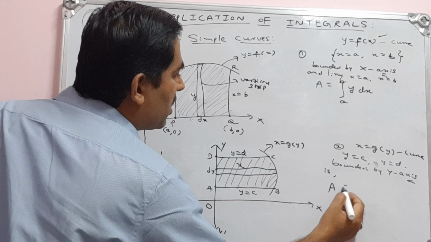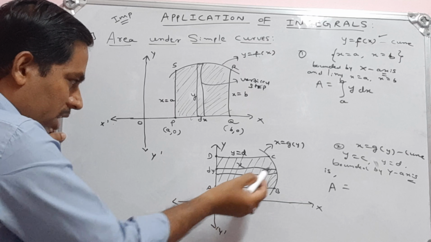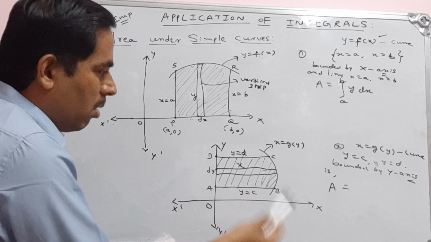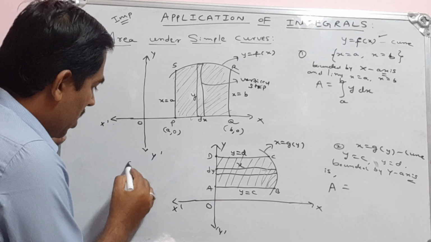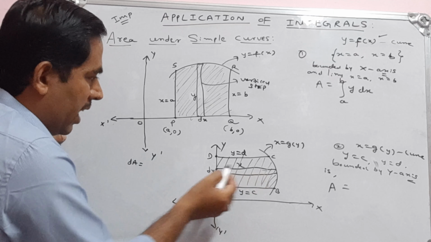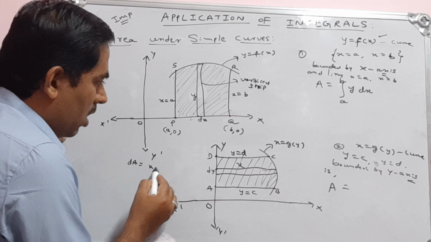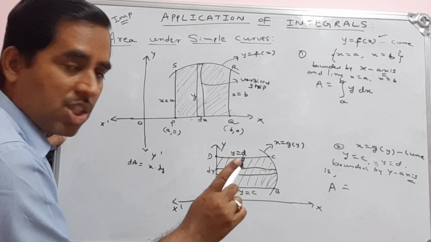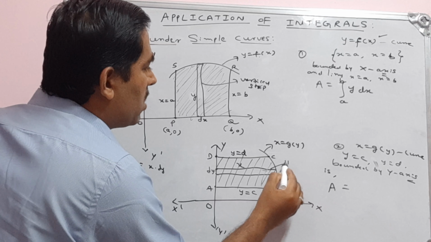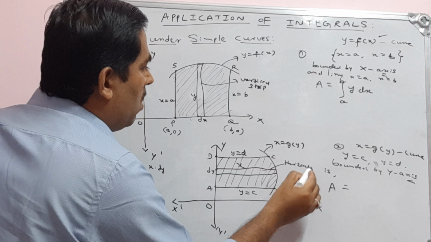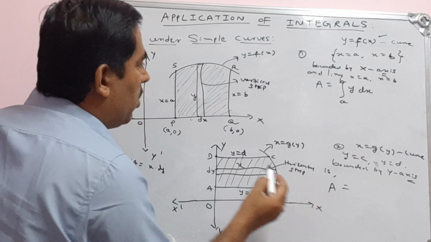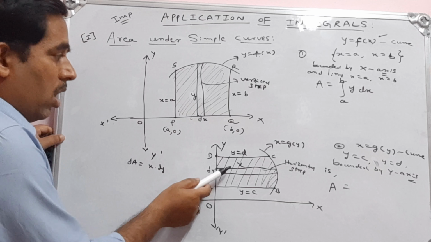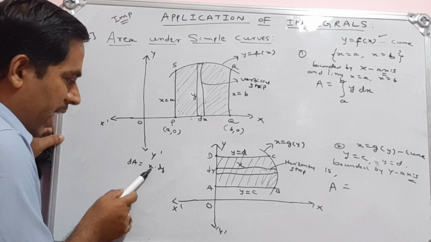So if I consider this horizontal strip, the area is once again length into breadth. So the area I will get: dA is equal to, this length is x and the width is dy. This is the area of one horizontal strip. Here I have considered a horizontal strip, whereas earlier I considered a vertical strip. So the area of one elementary horizontal strip is x into dy.